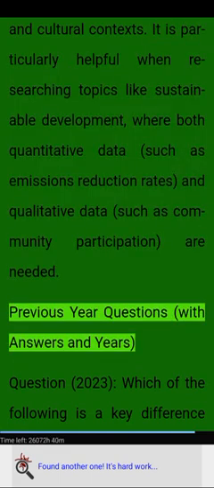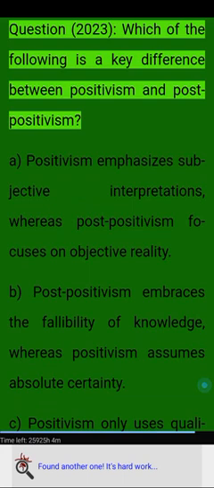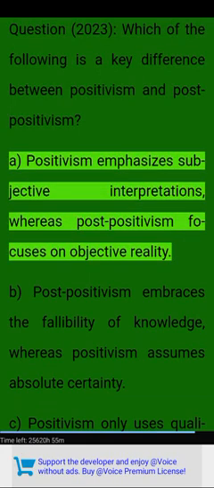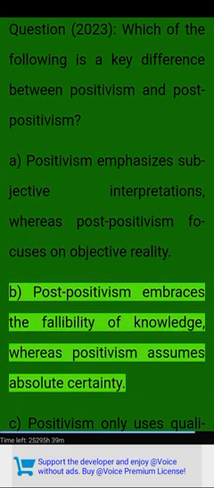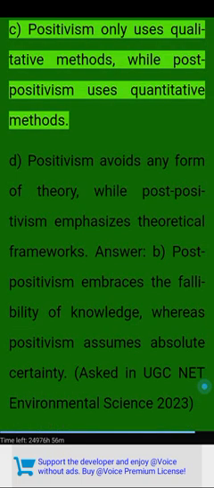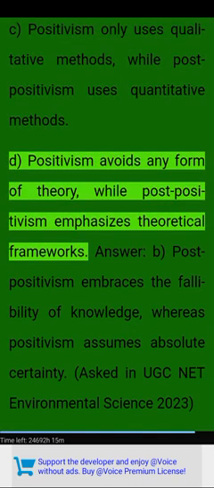Previous year questions with answers. Question 2023. Which of the following is a key difference between positivism and post-positivism? A. Positivism emphasizes subjective interpretations, whereas post-positivism focuses on objective reality. B. Post-positivism embraces the fallibility of knowledge, whereas positivism assumes absolute certainty. C. Positivism only uses qualitative methods, while post-positivism uses quantitative methods. D. Positivism avoids any form of theory, while post-positivism emphasizes theoretical frameworks.